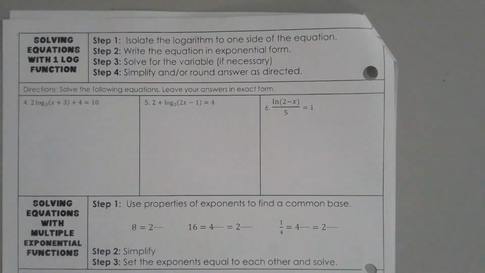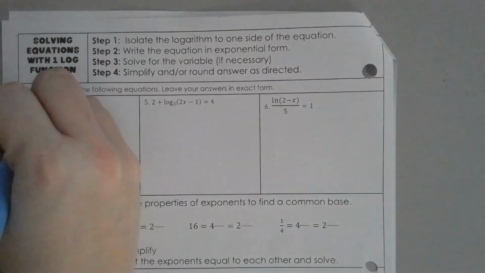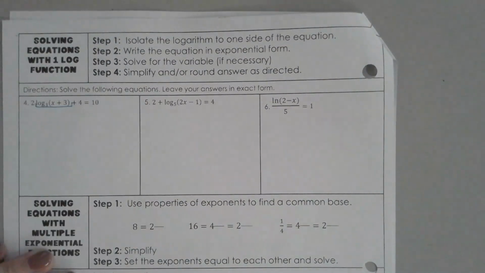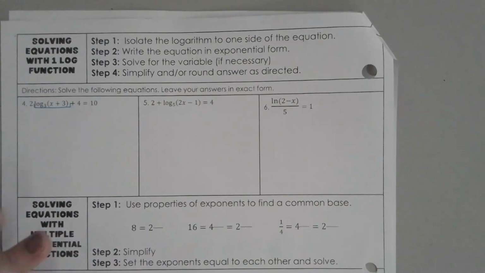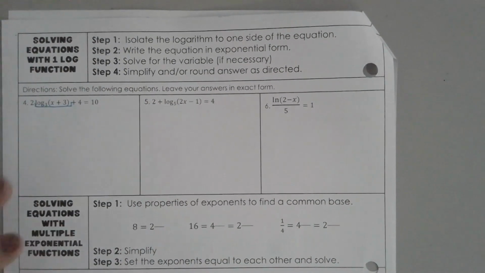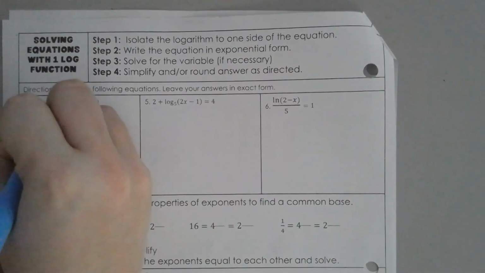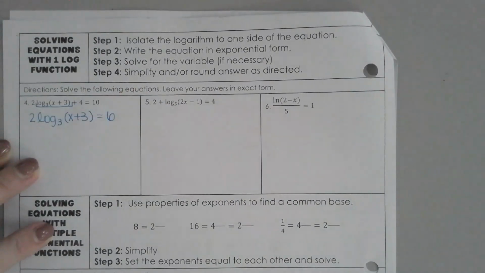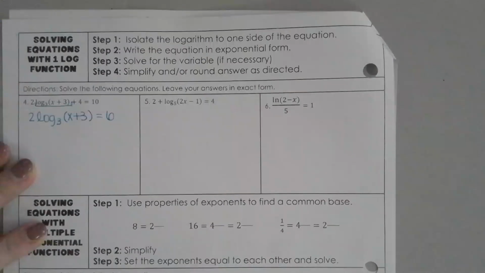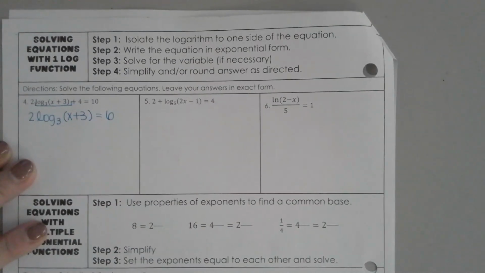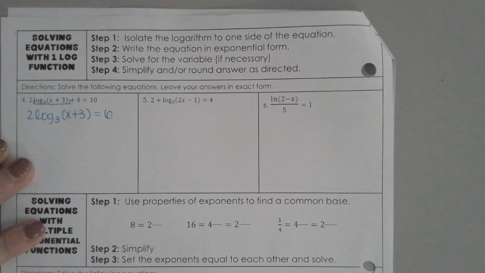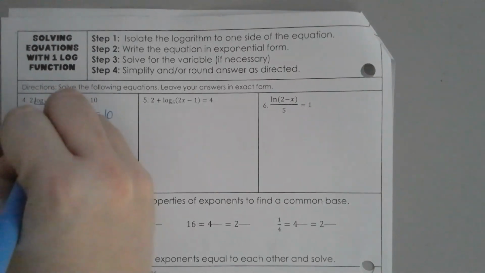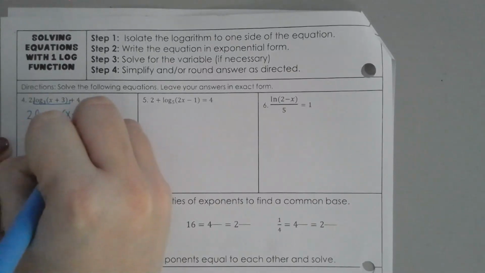So number 4, I will need to get this part right here by itself. So I would subtract 4 first. And then do what? Divide by 2. So log base 3 of x plus 3 equals 3.